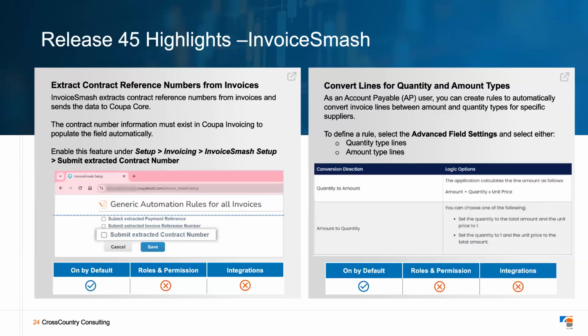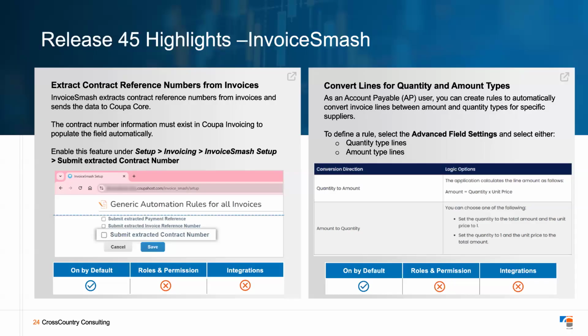Okay, still in the realm of AP, we have some new highlights for Invoice Smash. So Invoice Smash can now extract the contract reference number directly from invoices coming in and submitted via the Coupa Core. This is going to be beneficial for your AP teams and anyone that is doing contract-backed compliance reporting because you're not having to manually key in the contract IDs or chasing down references as you would have to do historically. So this is another win for Invoice Smash in their ability to extract contents from your attachments.